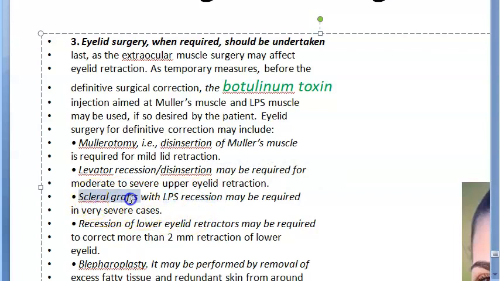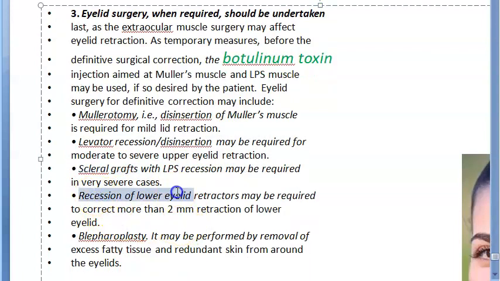So the LPS will not overact. Scleral grafts they are giving with that. Recession of lower eyelid retractors may be required. See, if the lower eyelid is also retracted, then they will have to recess the lower eyelid retractor.